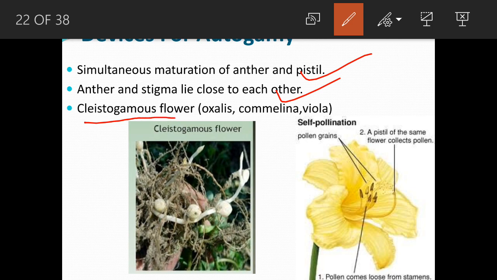Mostly in the case of closed flowers, like cleistogamous flowers such as groundnut, oxalis and viola. In these cleistogamous flowers, the flowers never open to expose their sex organs, and the pollen falls on the stigma of the same flower. So in this case, there is no chance of cross-pollination and no pollinators are required.